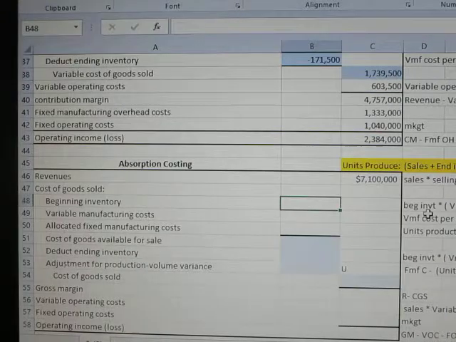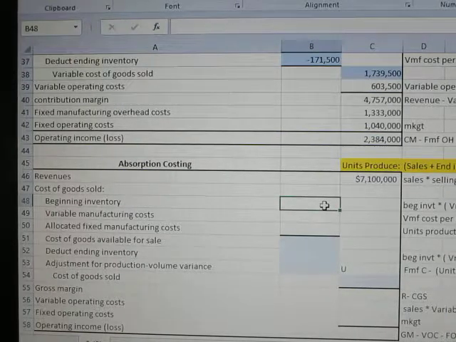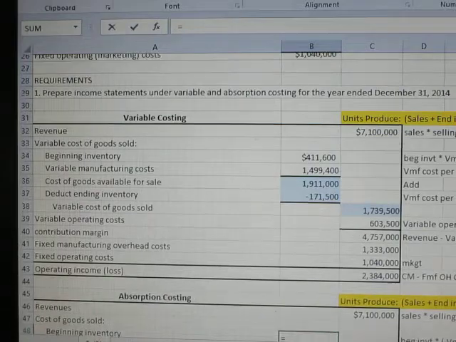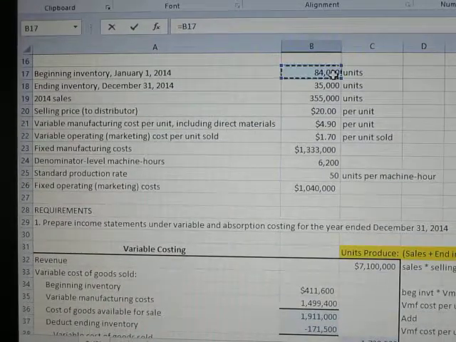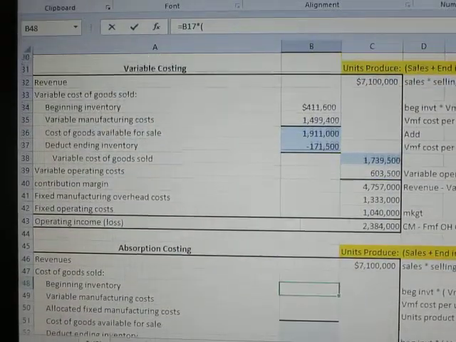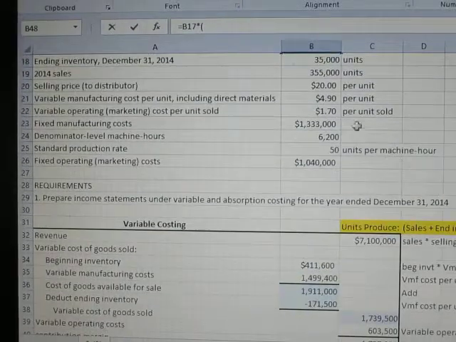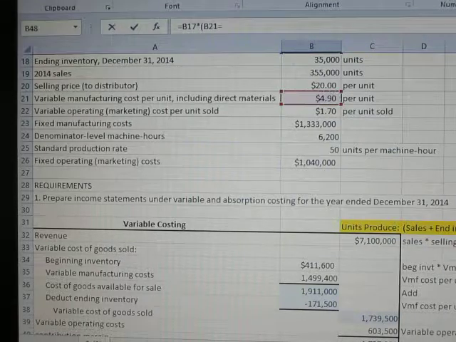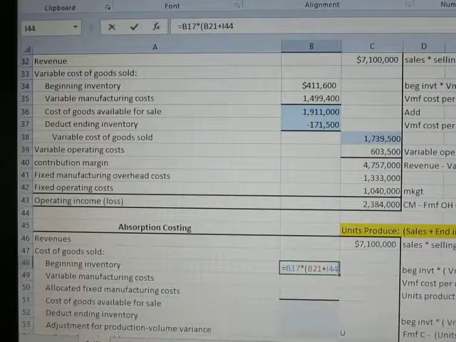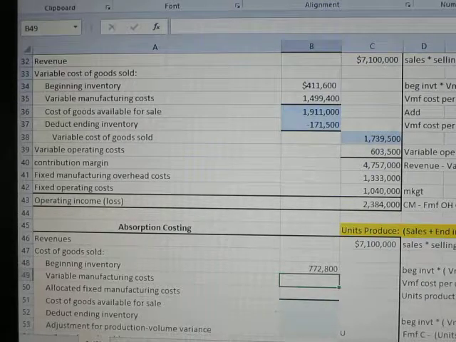So let's do that. So beginning inventory equal to beginning times variable, equaling DM plus the rate, close parenthesis. So we got 772,800.